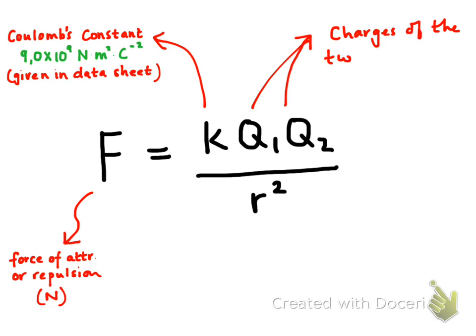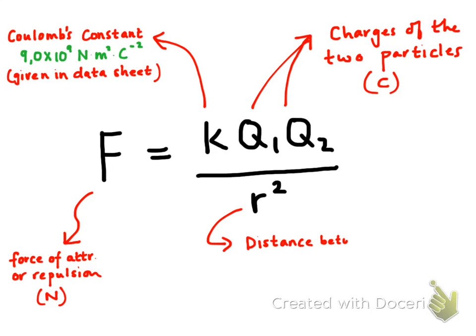Q1 and Q2 refer to the charges of the two particles, and charge is measured in coulombs. And R is the distance between the centers of the two charges, and that's measured in meters. Now be careful here. Often the charges Q are given in nano or micro coulombs, because a whole coulomb is actually a very large amount of charge, and the distance again often given in millimeters or centimeters, and you need to be careful to change them to the correct units to ensure that your force comes out in newtons.